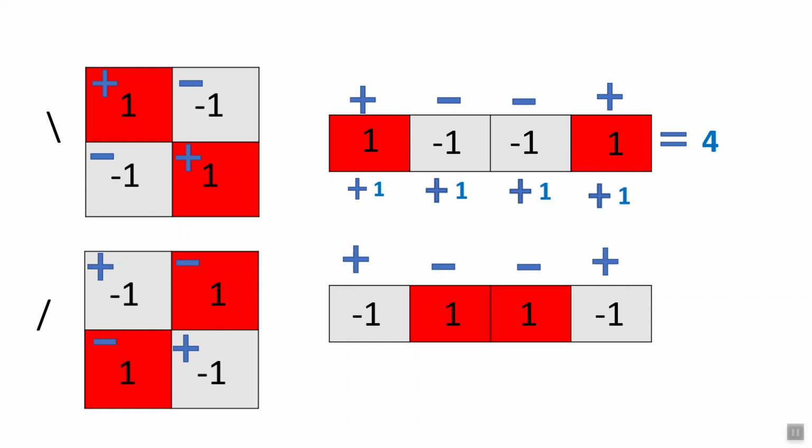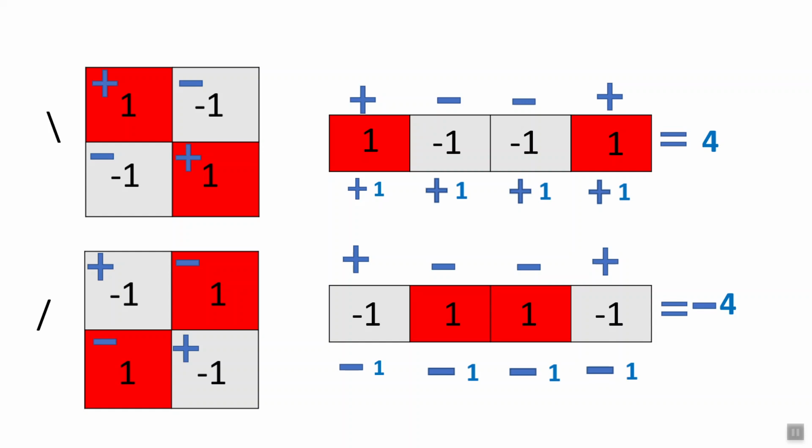Similarly for the bottom image: plus of minus 1 is minus 1, minus of 1 is minus 1, minus of 1 is minus 1, and plus of minus 1 is again minus 1. So we get minus 4.